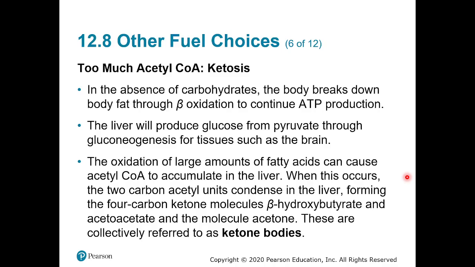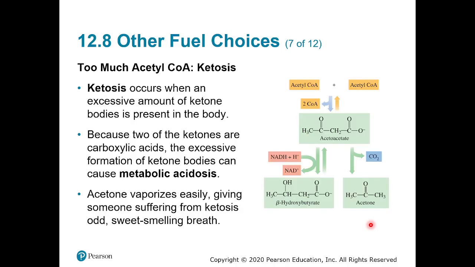For example, beta-hydroxybutyrate and acetoacetate. Also, the molecule acetone, but it's not really used for much because it evaporates fairly easily. And so that one you don't really get a chance to do much with, other than maybe cause you a little bit of damage. So these are going to be collectively referred to as ketone bodies, and that's because they're all ketone groups. So this is going to be ketosis.